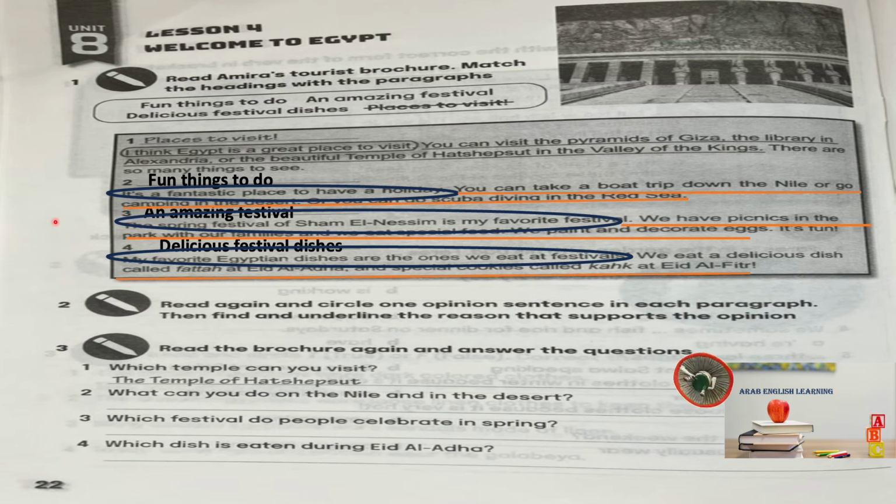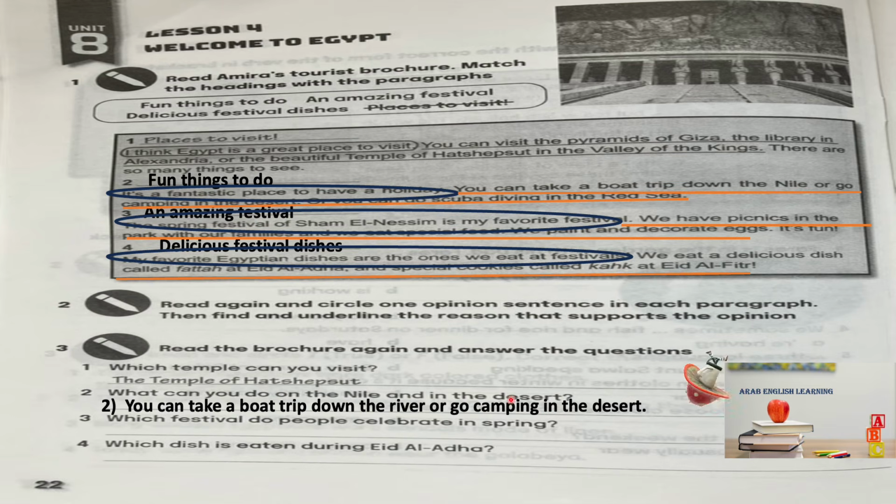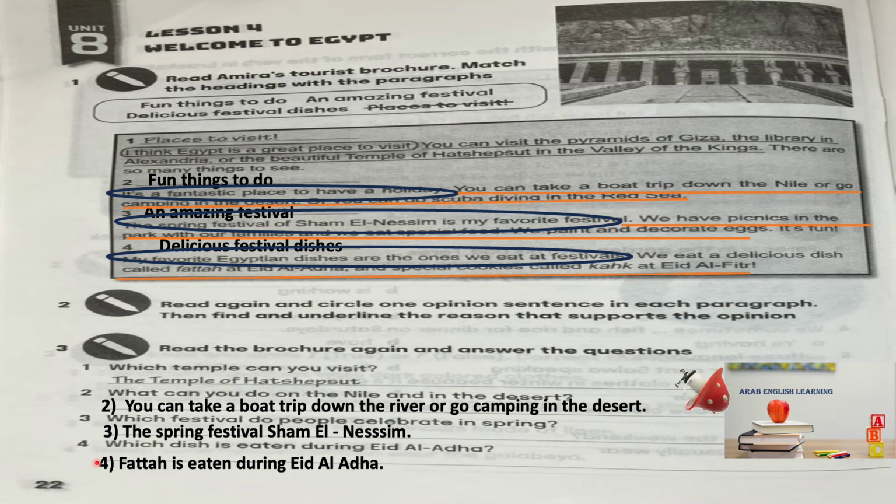Now, like that, you answered exercise 2. Exercise 3, read the brochure again and answer the questions. Number 1. Which temple can you visit? The temple of Hatshepsut. It's mentioned in the first title. Number 2. What can you do on the Nile and in the desert? You can take a boat trip down the river, or go camping in the desert. Number 3. Which festival do people celebrate in spring? The Spring Festival. It's called Sham al-Nisim. Number 4. Which dish is eaten during Eid al-Adha? Fatta is eaten during Eid al-Adha.